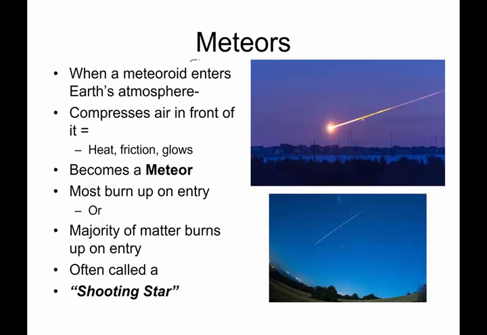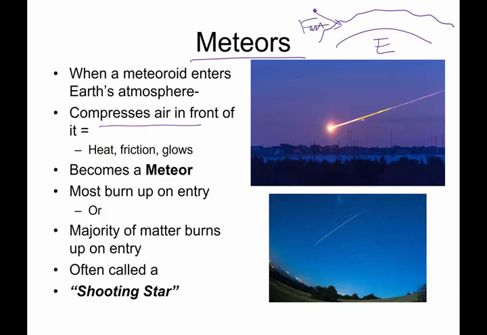When one of these bits of rock or dust enters the Earth's atmosphere, so we have our beautiful planet Earth surrounded by its atmosphere, and when one of these objects goes through the atmosphere, it compresses the air in front of it because it's coming in at tremendously high speeds, very, very fast. And that compression of the air in front of it is going to make it glow. There is going to be a lot of heat, a lot of friction, and it's going to produce a big ball of light.